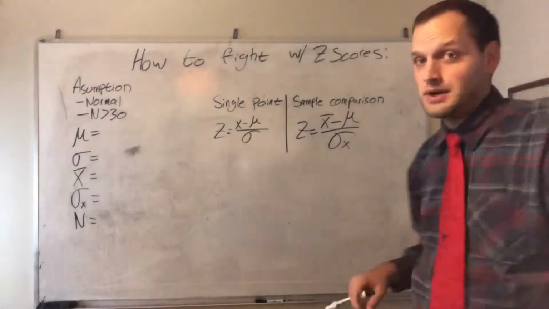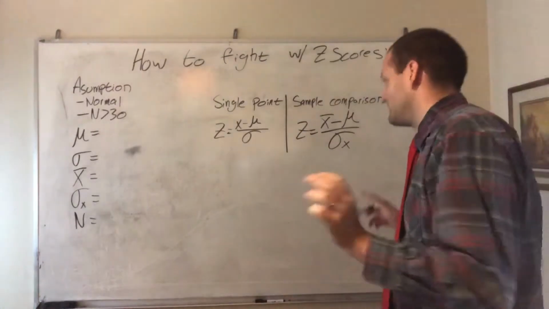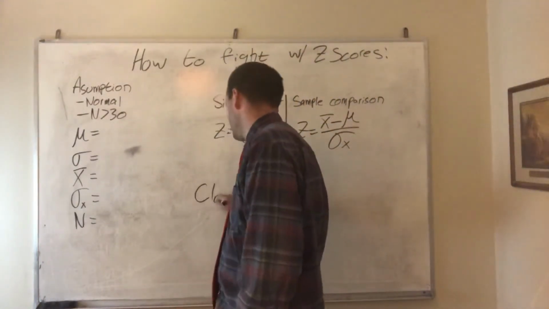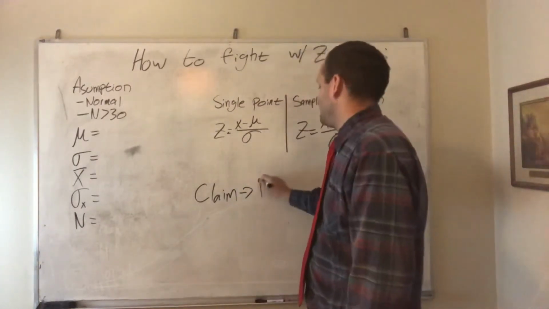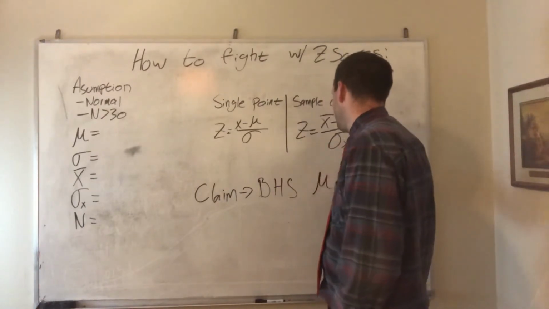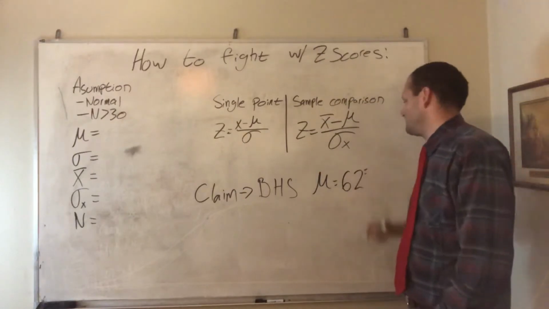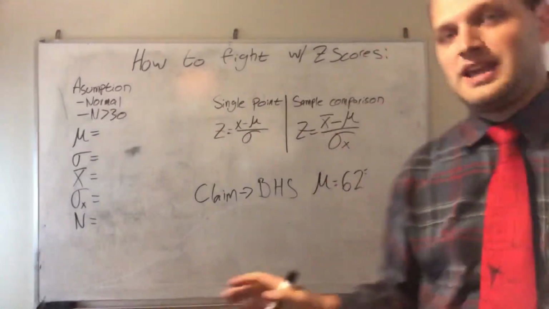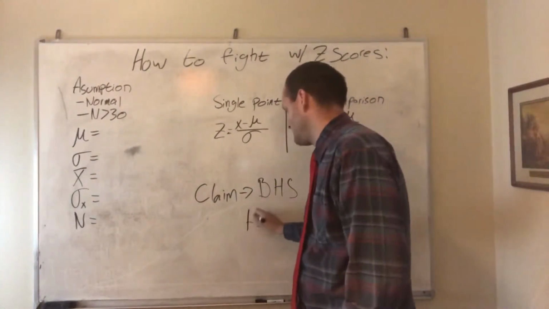So throughout today we're going to use an example, a claim. Let's say the claim that we're going to be using is Burbank High School students are on average 62 inches tall. Okay. That is the claim, that's the statement. So that's the null hypothesis.